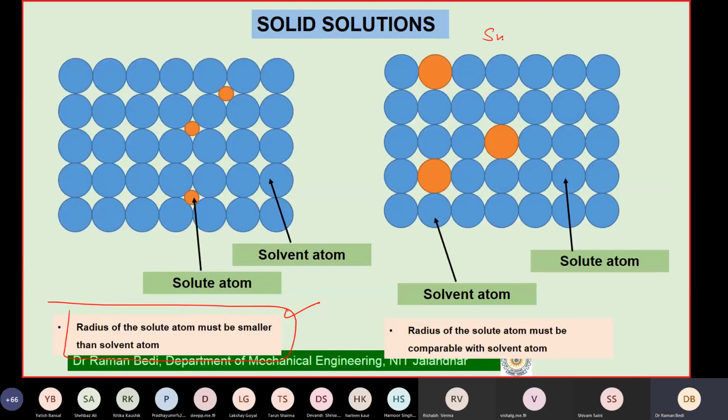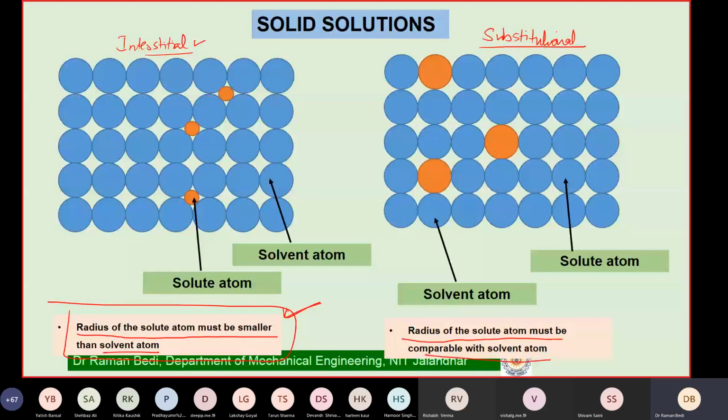interstitial ones. So an interstitial alloy will be formed when the radius of the solute atom is smaller than the solvent atom. Whereas a substitutional alloy will be formed when the radius of the solute atom is comparable to that of the solvent atom. Then you'll have the second condition.